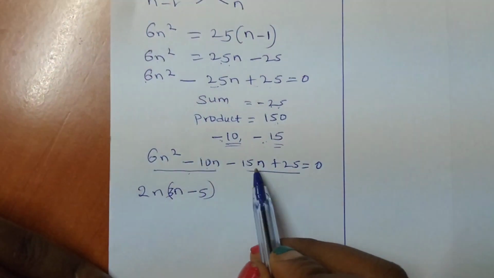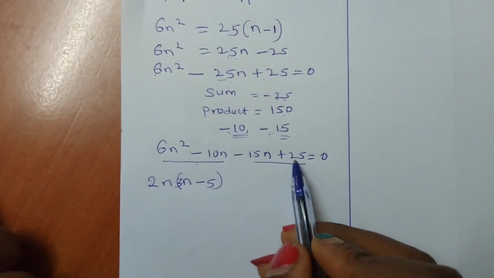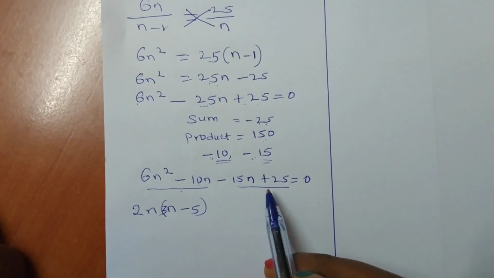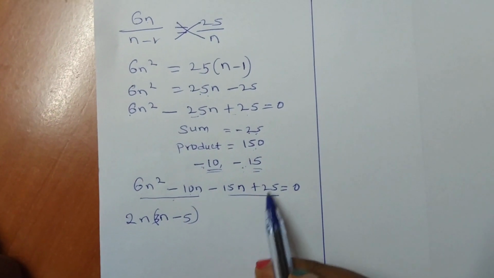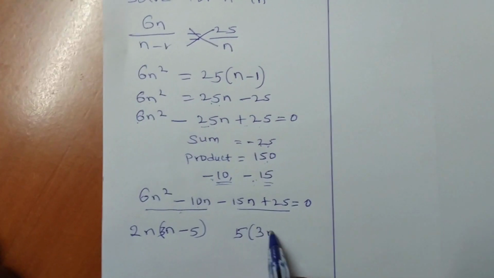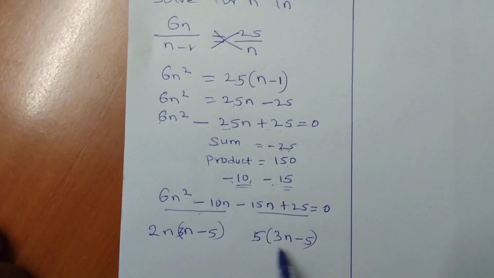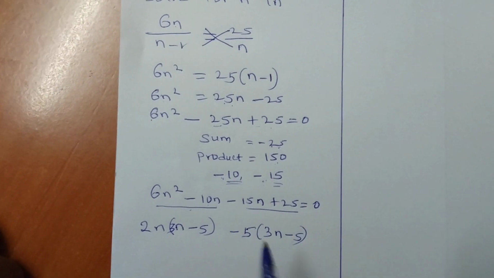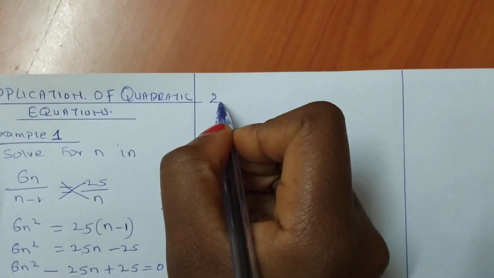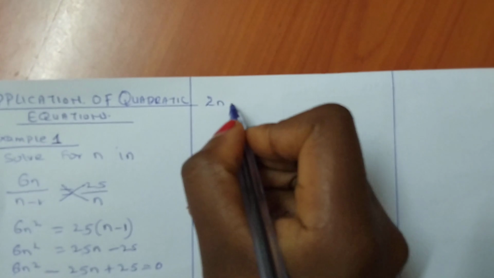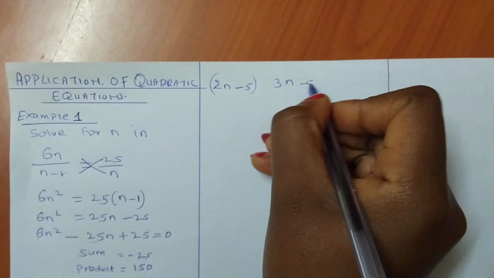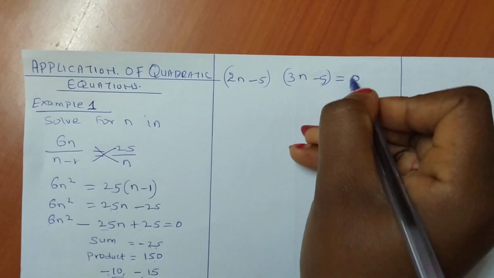we have minus 15n and 25, and we ask ourselves which is that value that we are supposed to factor out, and that is 5. We'll be left here with 3n minus 5. So here we are going to have minus. So here now we are supposed to have 2n minus 5 and 3n minus 5 is equal to 0.